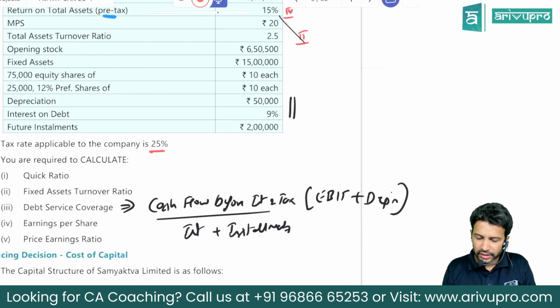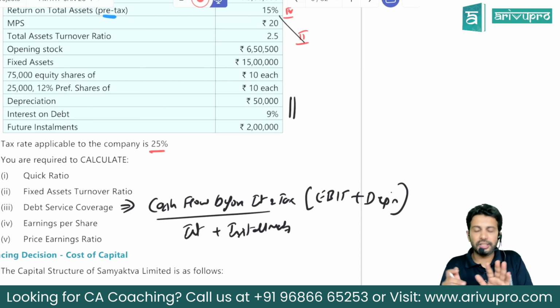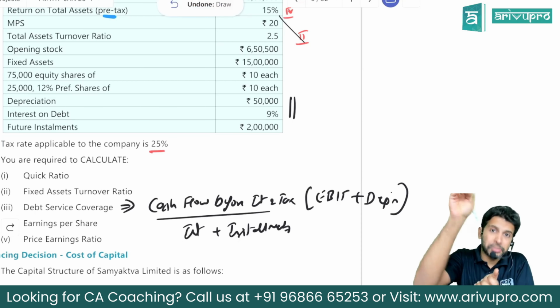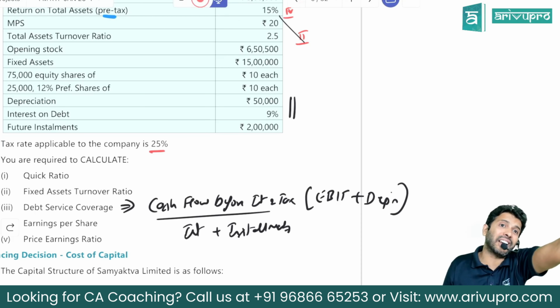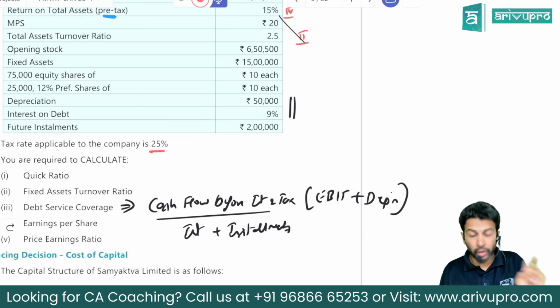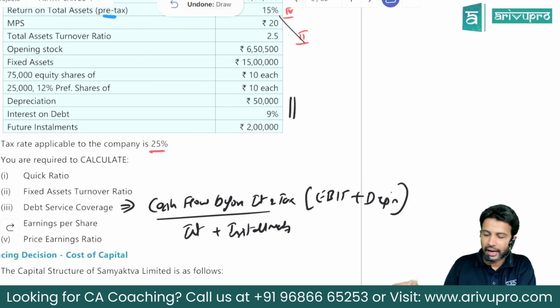Because see, cash flow after tax will not make sense. The reason is, we want to pay the debt, so we want to know how much money is there before paying the debt. Sir, we have to add interest also. Yes, if you take that equation, you need to add back interest. Or directly you can take EBIT and, much better, add back depreciation.